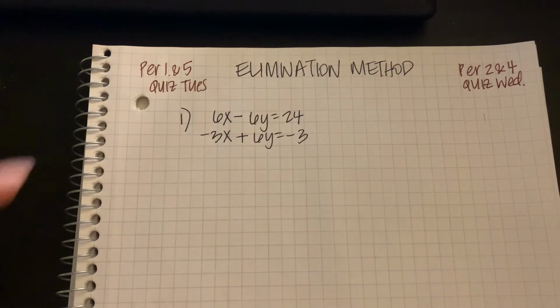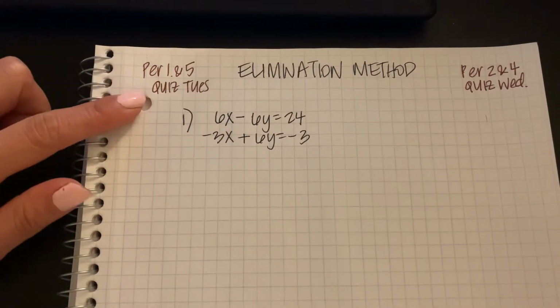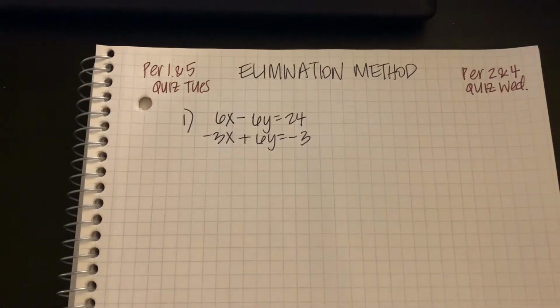So just a reminder, periods 1 and 5, you have a quiz tomorrow on Tuesday. And then periods 2 and 4, you have a quiz on Wednesday. The quiz will just be on elimination method.